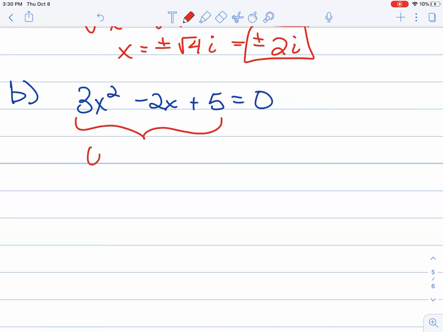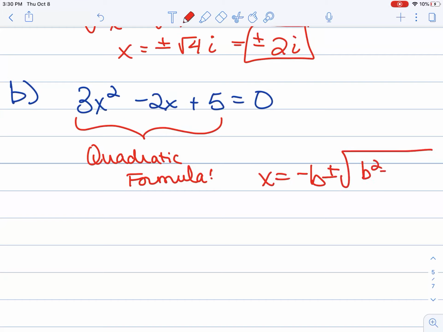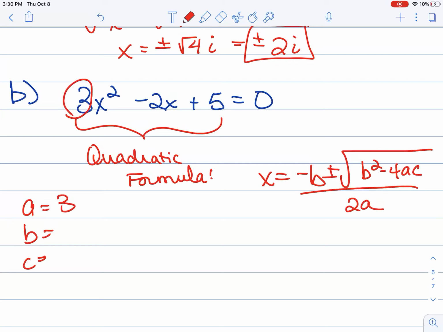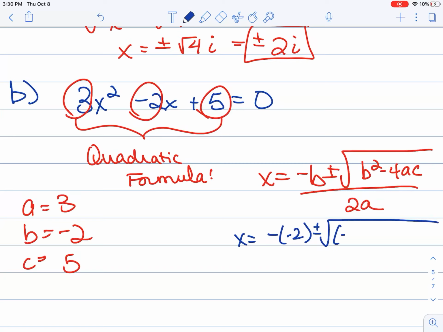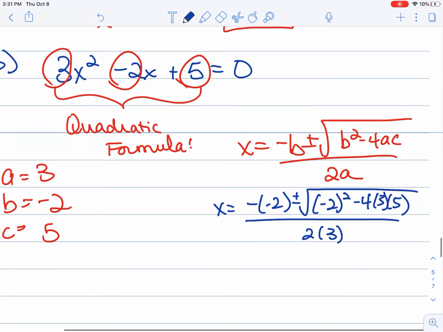And last but not least, if we have this quadratic form, we're not going to be able to, we can factor it, I guess, but we can always use the quadratic formula. Remember that? x equals negative b plus or minus square root b squared minus 4ac all over 2a. And then we're going to list off our a, b, and c, which is 3, negative 2, and 5. And now we're going to plug stuff into this. x equals negative b, which is negative 2, plus or minus b squared minus 4 times a times c all over 2 times a.